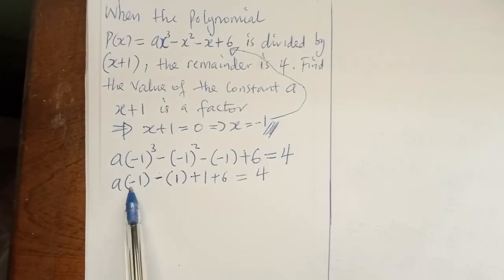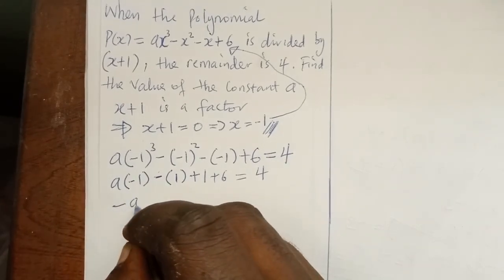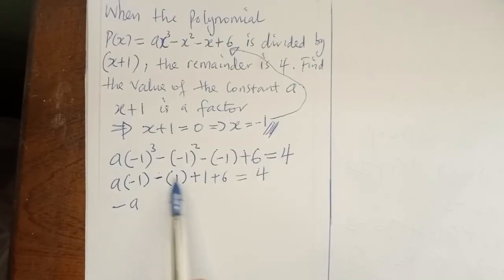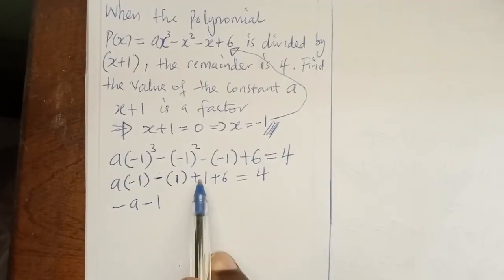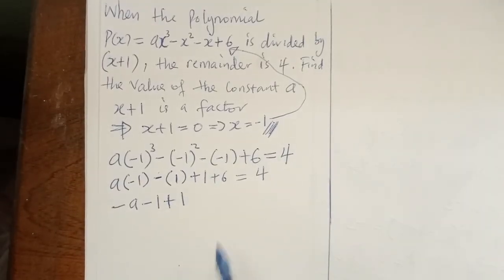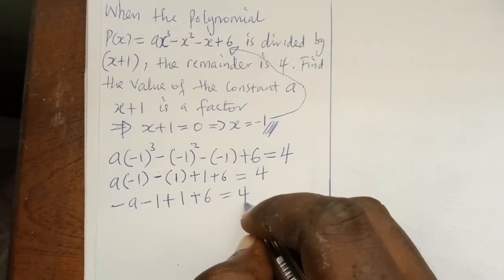Now we have minus 1 times a is going to give us minus a. So we have minus a, that is here. So minus a, we have minus times 1 here is minus 1. Minus a minus 1. We have plus 1. Plus 1. Then plus 6. Plus 6 is equal to 4.